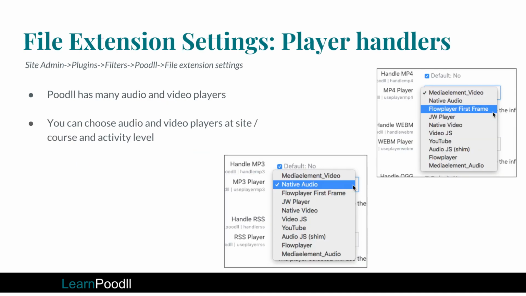Poodle has many audio and video players. Some of those are just stylistic ones that look better or look nicer or have some sort of visual features. Other audio and video players actually have some educational purpose. Perhaps they're a test audio player or they have subtitles. You can choose those players in the file extension settings menu. You can choose a player for each file extension, and that can actually be done at the course level and at the activity level. There's more documentation on the Poodle support site about how to do that.